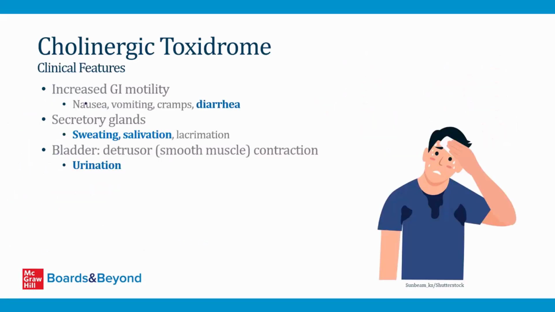So one of the first clinical features of a cholinergic toxidrome is increased GI motility. This leads to many of the signs and symptoms. So this can cause patients to feel nausea, it can make them vomit, they can have abdominal cramps, and they can also have diarrhea. A classic feature of a cholinergic toxidrome is diarrhea.